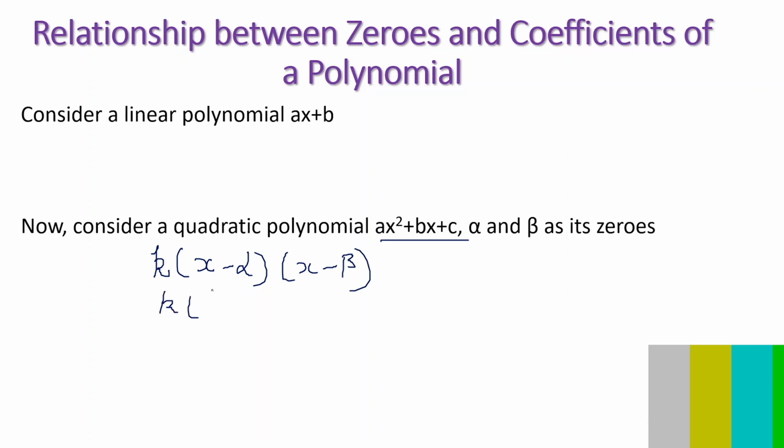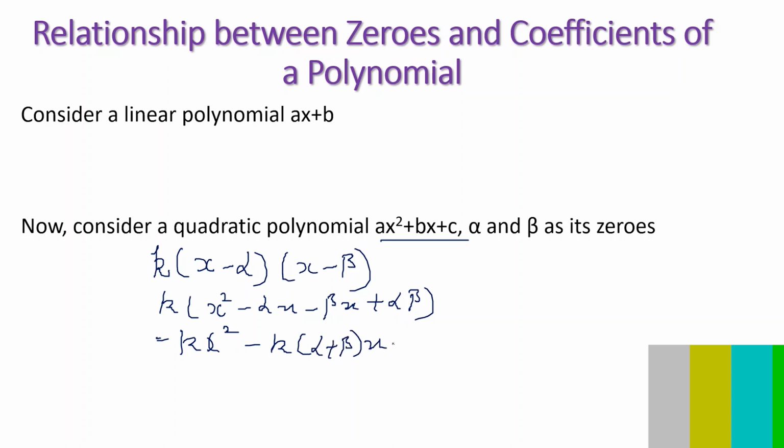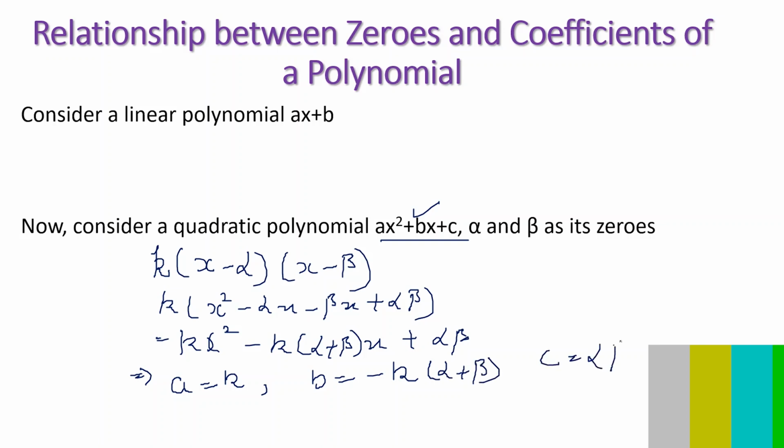Now just multiply these, we will get x square minus alpha x minus beta x plus alpha into beta, and this is equal to k times x square minus k times (alpha plus beta) into x, where we have taken k common, and plus k alpha into beta. If you compare it with the standard form of the polynomial, then we can observe that a is equal to k, and b is equal to minus k into (alpha plus beta), and c is equal to k into alpha into beta.